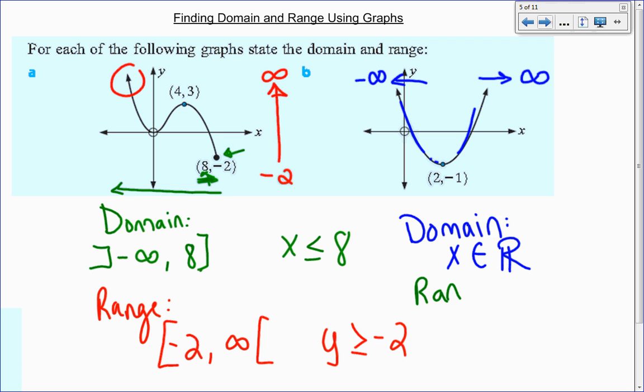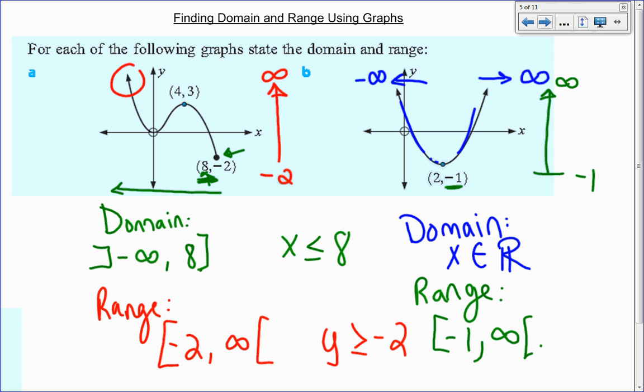Range is going from y is -1 all the way to y is infinity. So from -1 to infinity, we can include -1 because it's a filled-in circle, but we don't include infinity. Or we can say y is greater than or equal to -1.